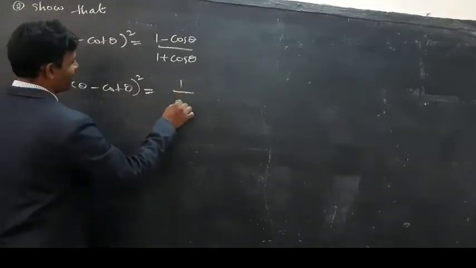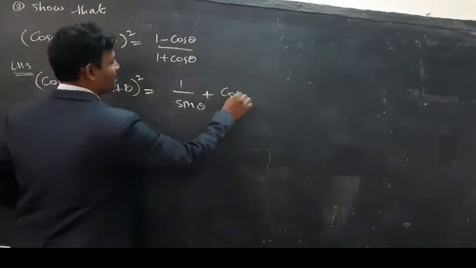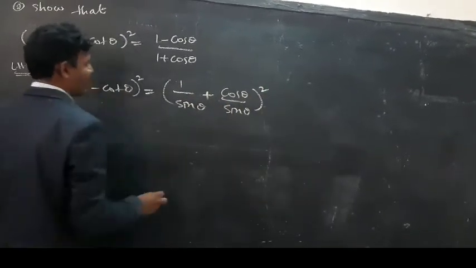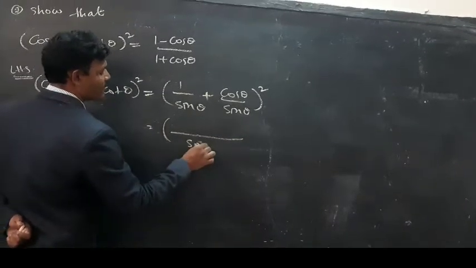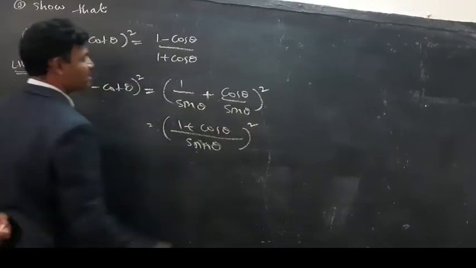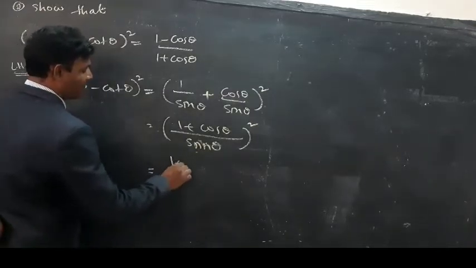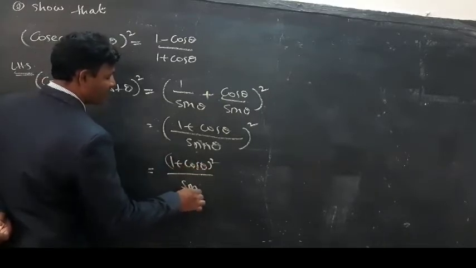So already we know cosec theta is the reciprocal of sin theta. So cosec theta we can write as 1 by sin theta, and cot theta is nothing but cos theta by sin theta, whole square. So after taking the LCM, (1 minus cos theta) by sin theta whole square. So by dividing the power, (1 minus cos theta) whole square by sin square theta.